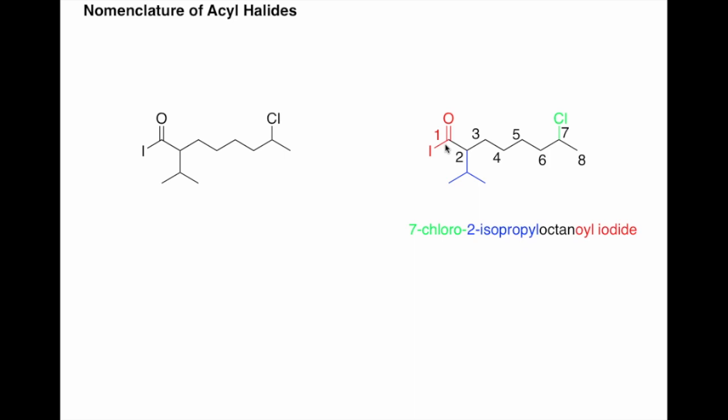It has 2 substituents in addition to the acyl halide. It has an isopropyl group at position 2 and a chloro group at position 7. Those are named as prefixes and they are alphabetized by the C and the I. The parent octane name is modified by dropping the E and adding oyl iodide because there's an iodine attached to the acyl halide carbon.